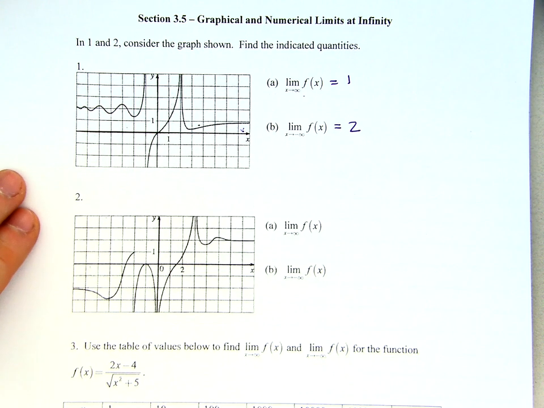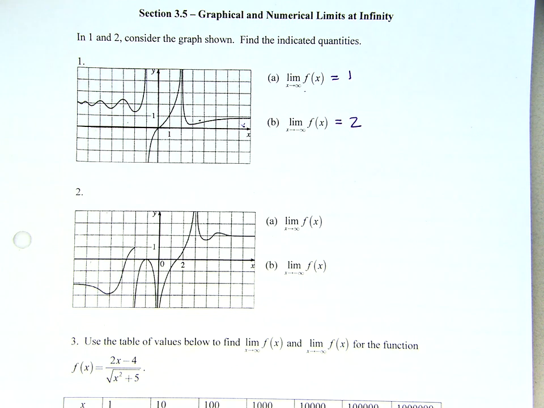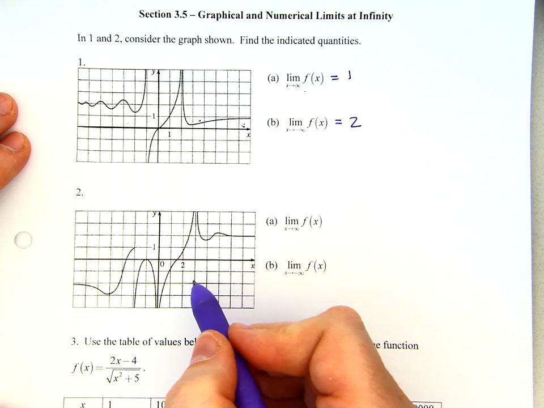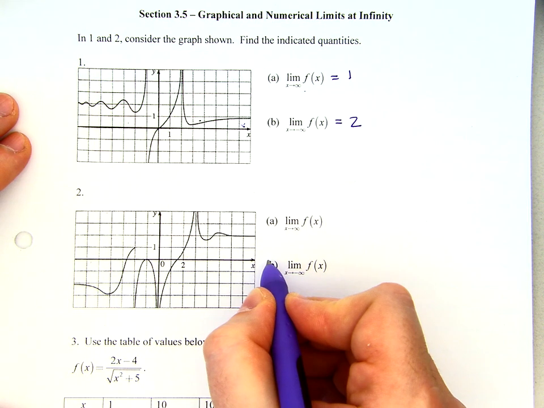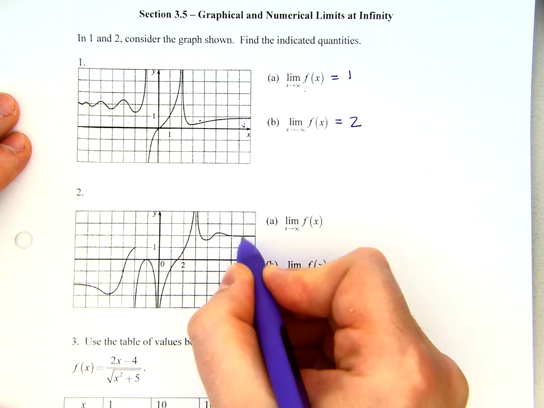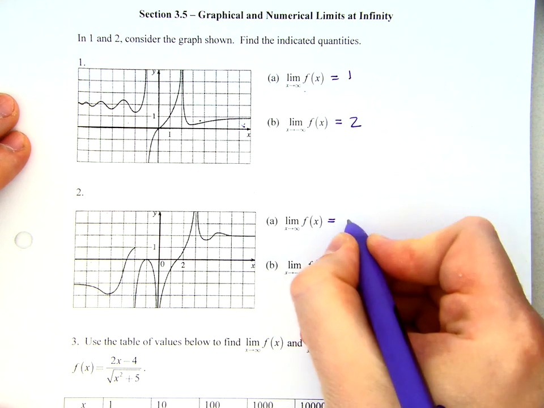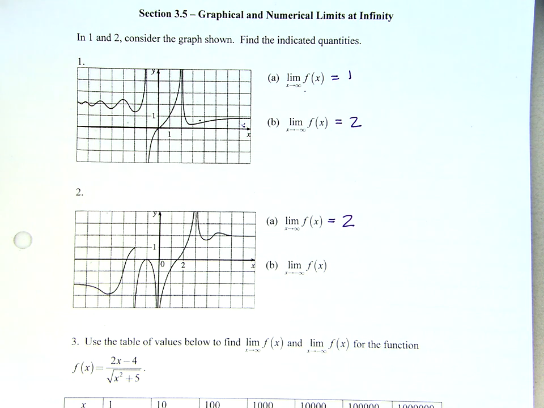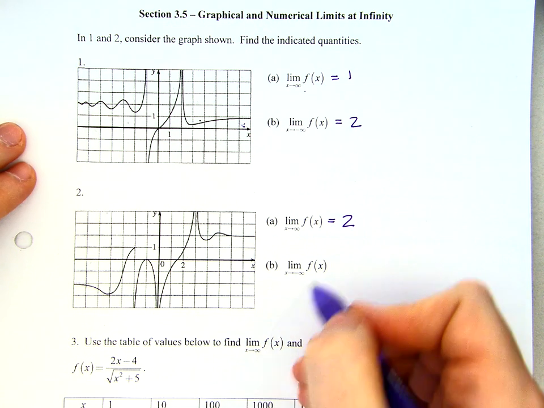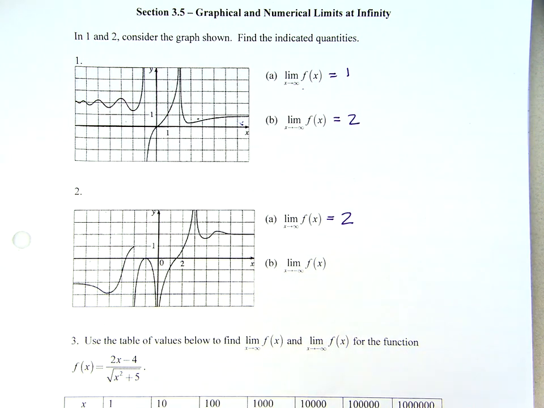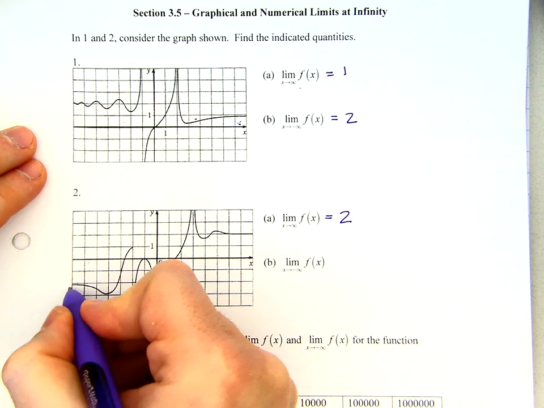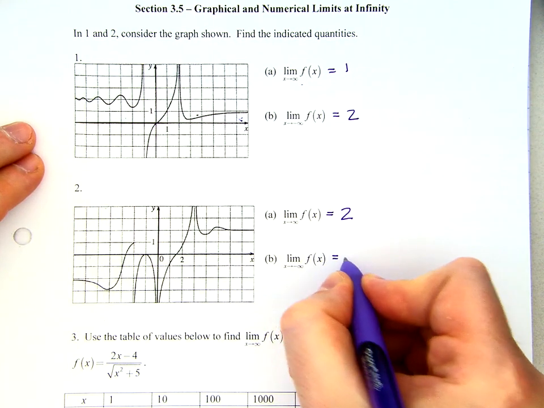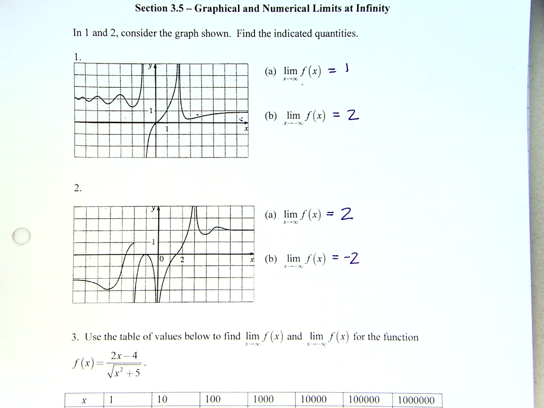2a, what did you say for the limit as x approaches infinity? Well, as I'm going far to the right over here, looks like my y values are approaching 2. I'm going to say that equals 2. What is the limit as x approaches negative infinity? Looks to me like I'm approaching a y value of negative 2 over there.